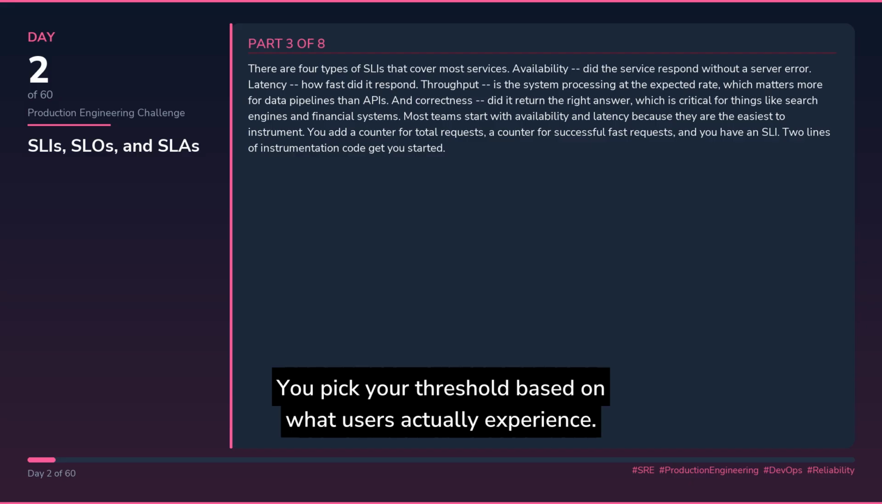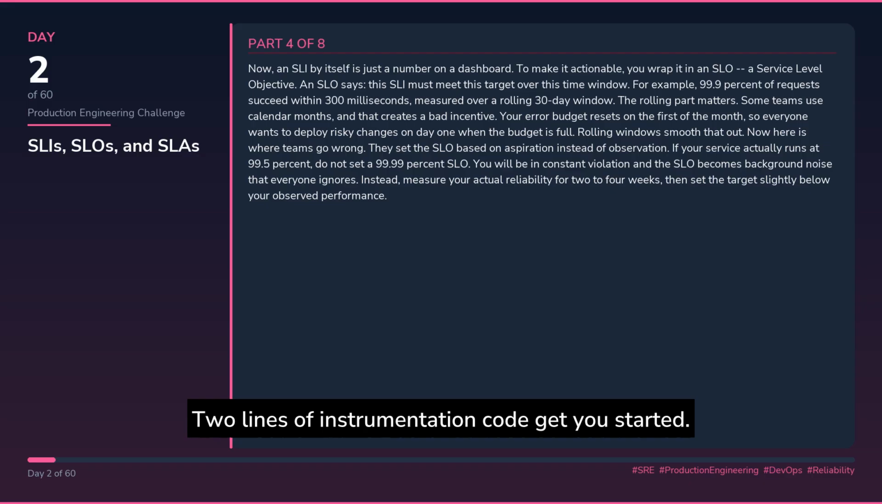Most teams start with availability and latency because they are the easiest to instrument. You add a counter for total requests, a counter for successful fast requests, and you have an SLI. 2 lines of instrumentation code get you started. Now, an SLI by itself is just a number on a dashboard.